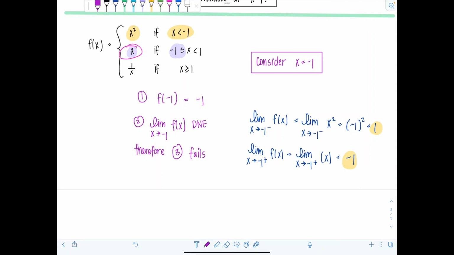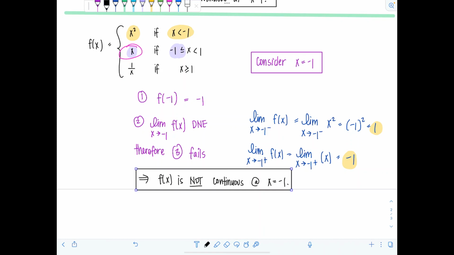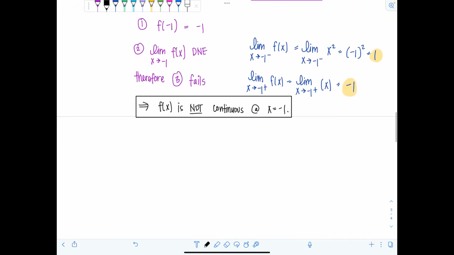And so that means the function is not continuous at negative 1. So I'll summarize. That means f of x is not continuous at x equals negative 1. But that was the only point of discontinuity. So if the question was asking where is the function continuous, you could just say, therefore, f of x is continuous everywhere except negative 1. You could say from negative infinity to negative 1 union negative 1 to infinity.